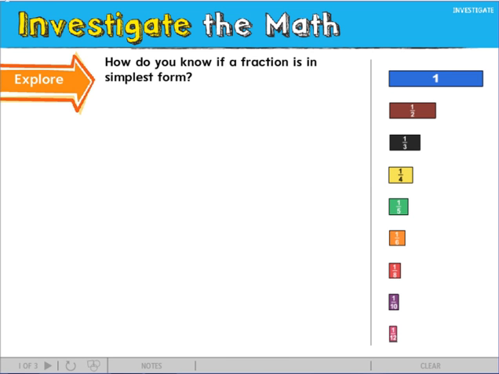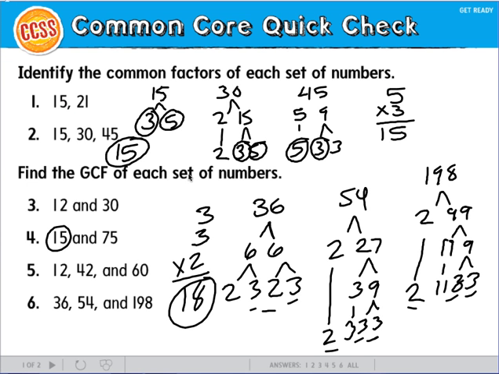Oh, I'm sorry, I went forward before. So here's the answer for number 2. It's 15. You can see we factored out all these. They had a 3 and a 5 in common when we did our factor trees and we did our prime factorization, which 5 times 3 is 15, so our answer is 15.